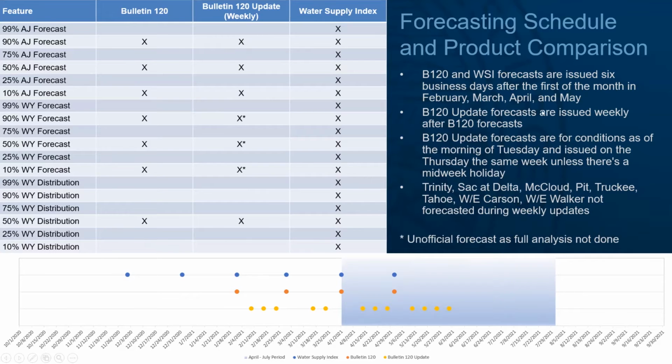Like I had mentioned before, the Bulletin 120 first of month forecasts are issued typically on the 6th business day of the month, just because it takes a decent amount of time to gather a lot of that manually recorded data. And then the weekly updates are usually for conditions as of Tuesday of that week, and then issued 2 days later on that Thursday. I have little asterisks here for some of these forecasts, mainly because those are more unofficial forecasts where there isn't too much new data that's put into the model for some of these separated out watersheds, but I just want to kind of caveat that.